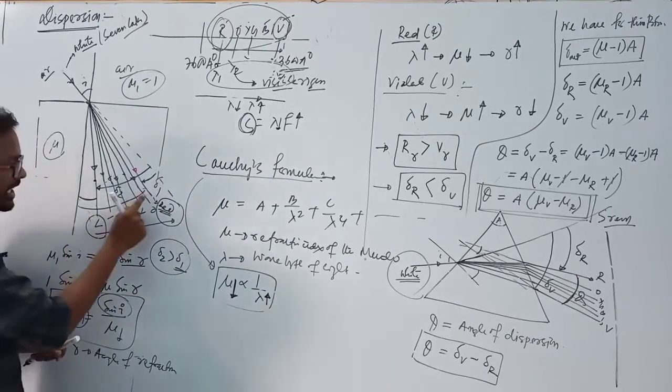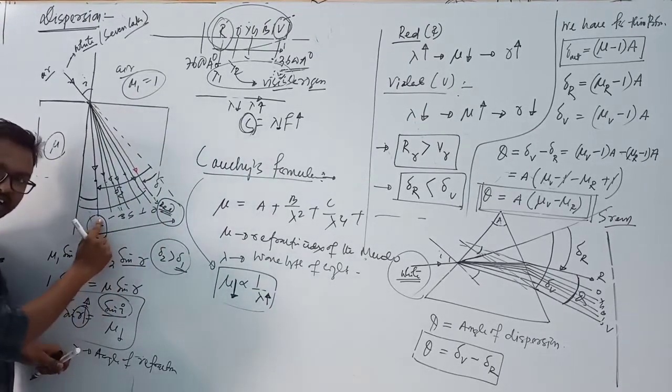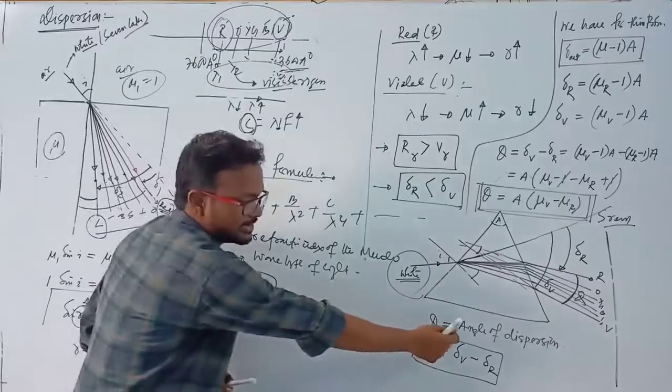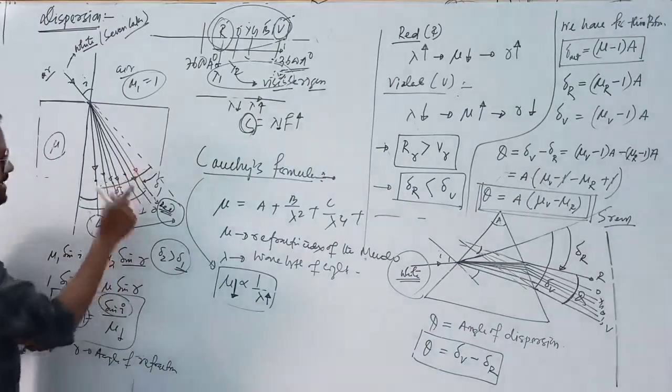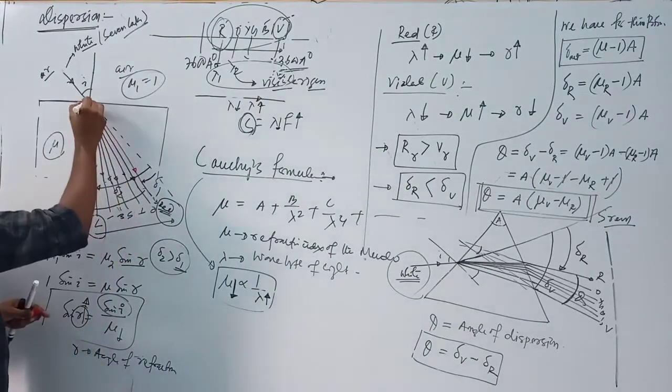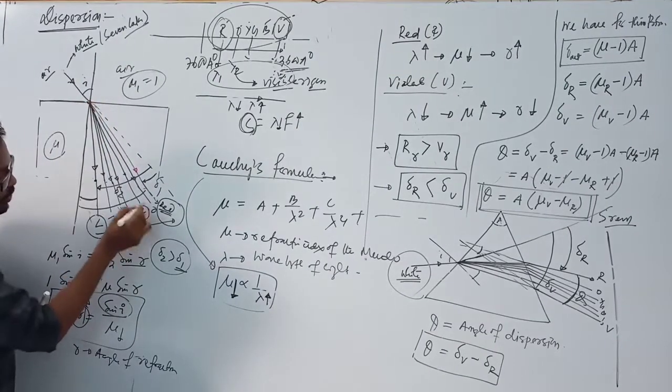Clear? And the angle between red and violet light is known as the angle of dispersion, which can be written as delta V minus delta R. Clear? Okay. Then here is another ray of light, that is yellow color.